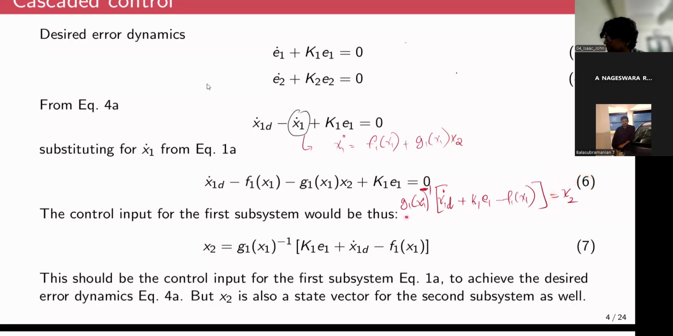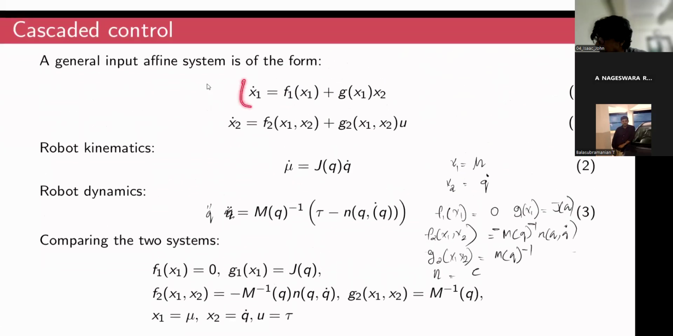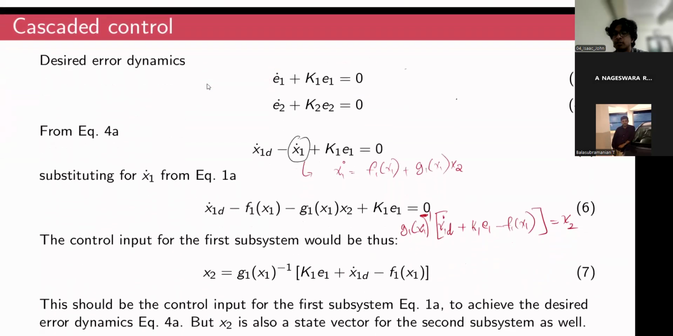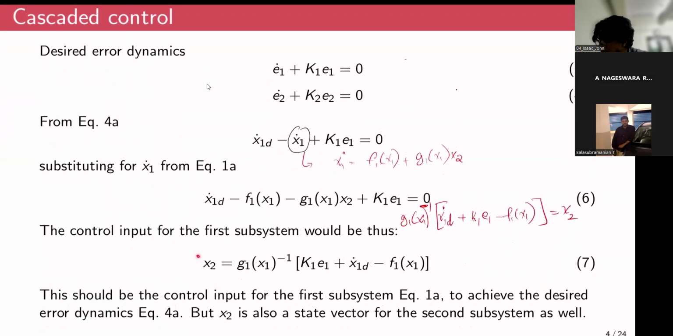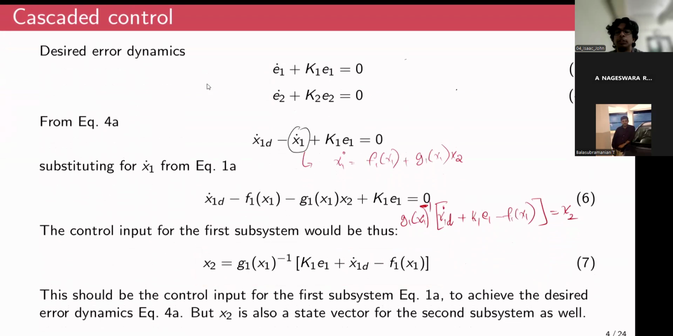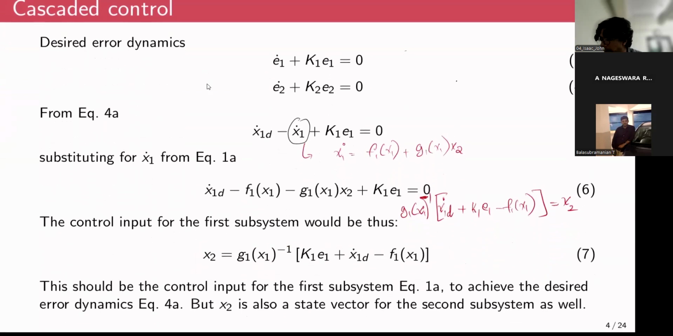Right? So if x2 is your control input, and if you substitute this value of x2 into this first equation, the first subsystem, your system will behave as per this first order error dynamics, right? So that as time tends to infinity, the errors would asymptotically tend to 0. So this should be the control input for the first subsystem.